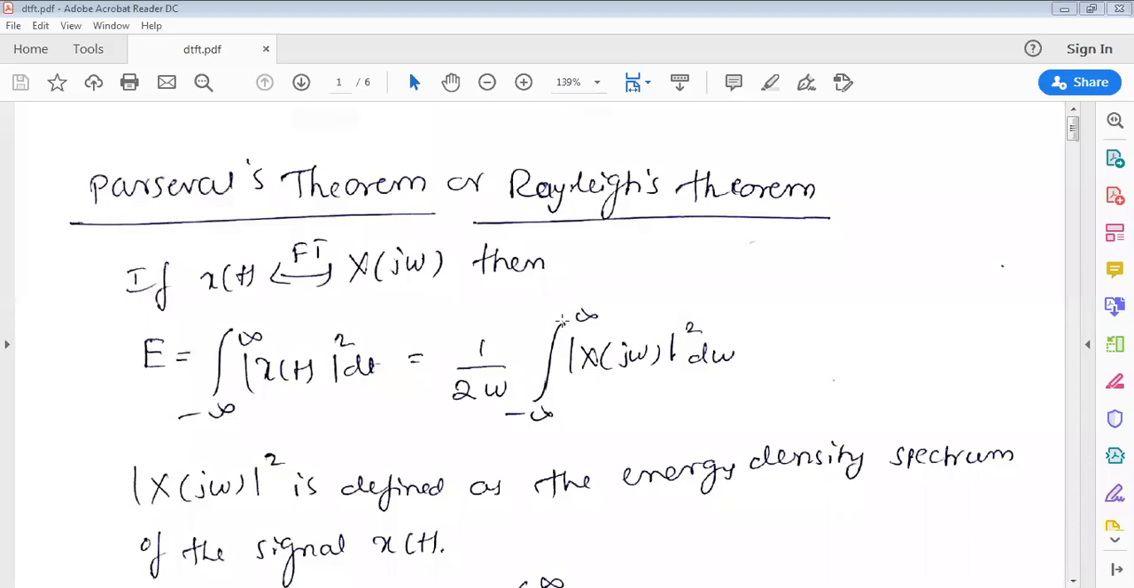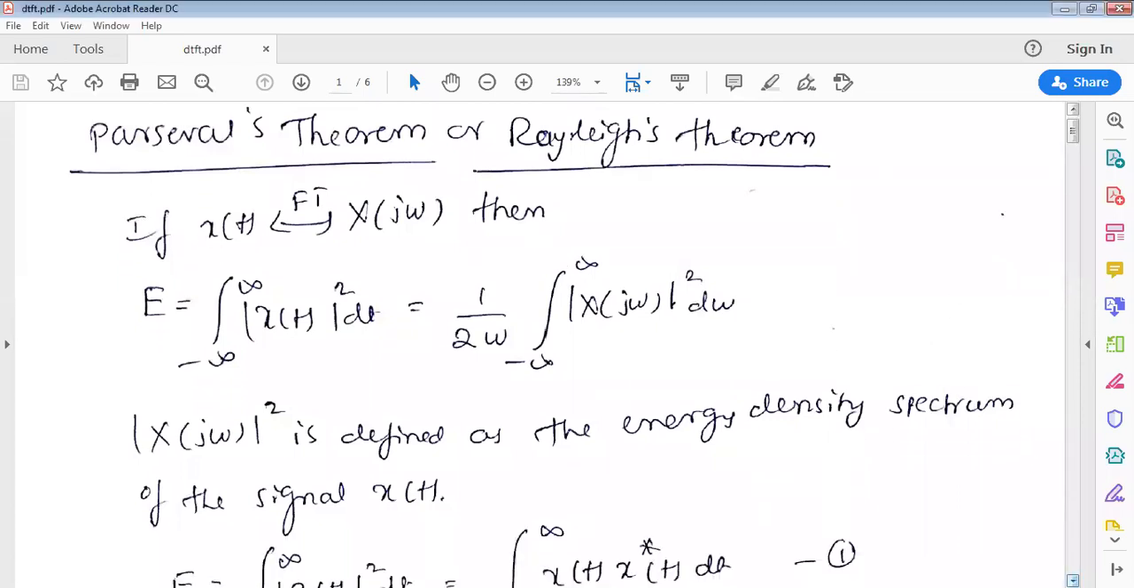Okay. Now, in this class, we look into Parseval's theorem, which is the one thing I missed in the previous class. What is Parseval's theorem?